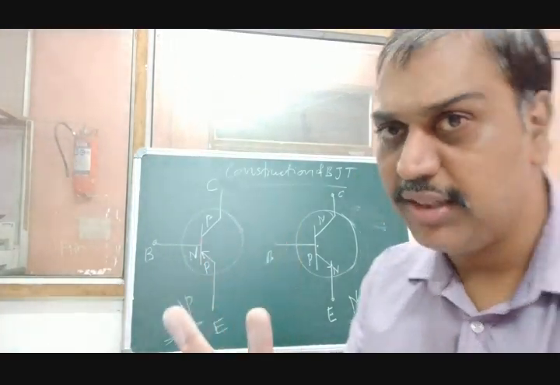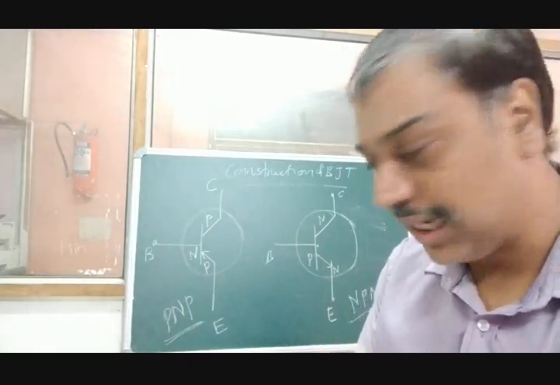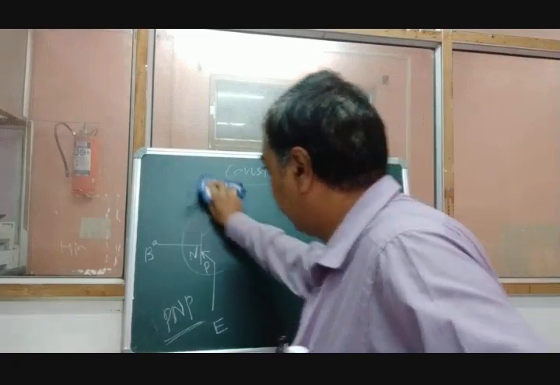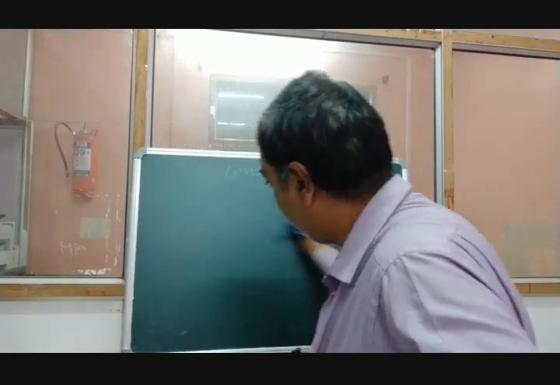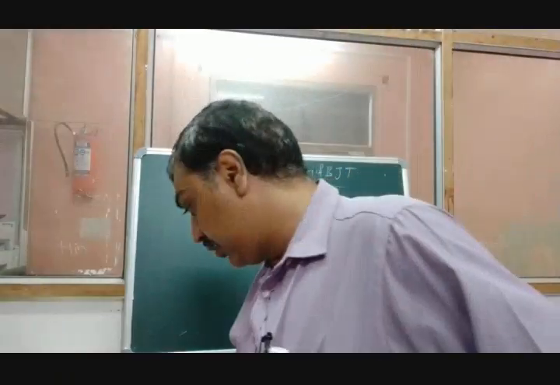There are two types of transistor, NPN and PNP, depending on which region is sandwiched. That's it. So these are the symbols, and how to identify collector and emitter. By using the arrow, we can identify which is the collector and which is the emitter. That also I have told you. Now let's go to the next topic of your book.